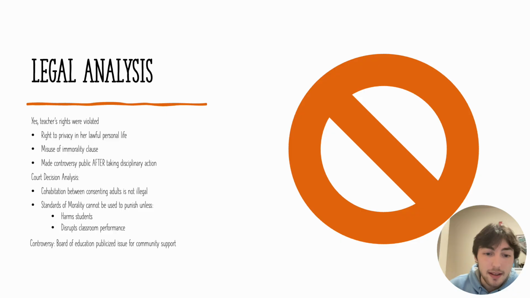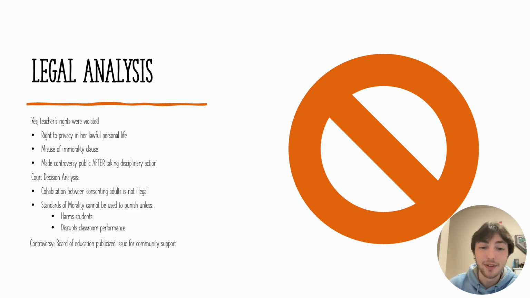On top of that, again, they made this controversy public after trying to dismiss this teacher, which again shows that there were no signs that what she was doing was negatively impacting the classroom or harming any students in any way. So, getting into how the court made their decision: cohabitation, again, living with someone you're not married to, between two consenting adults, is not illegal.